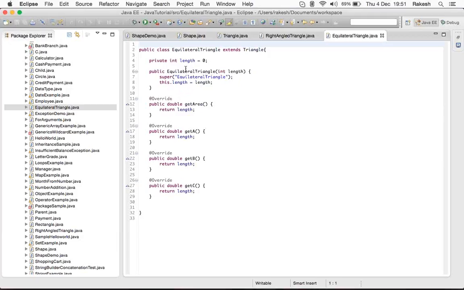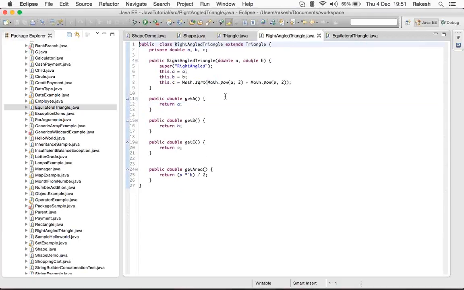So area is something that is different for each triangle. For an equilateral triangle, where all sides are equal, the area is the length. Whereas in a right angle triangle, the area is the multiplication of two sides divided by 2. You don't have to understand the math, but what I am trying to say is these two have a common way of calculating perimeter and a different way of calculating area.